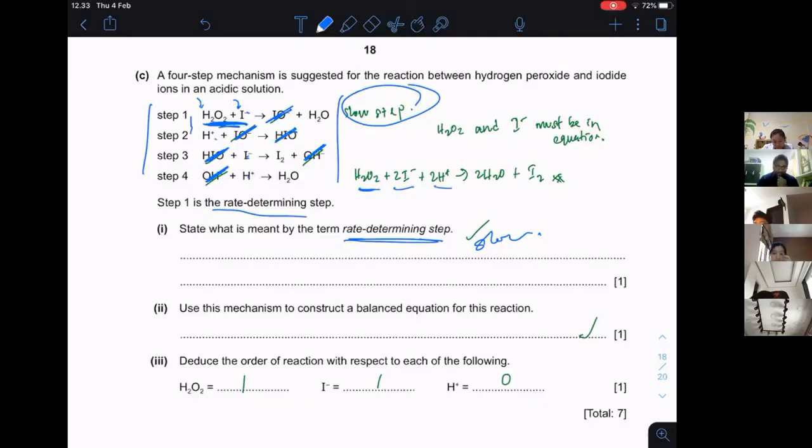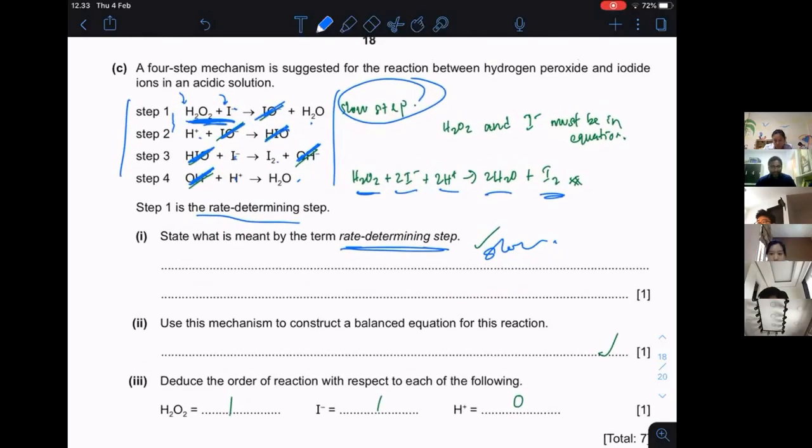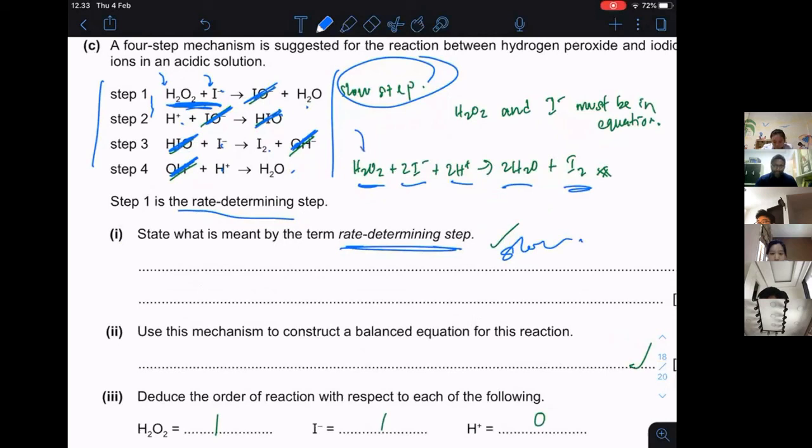All those cancel, will not be there. So H2O, H2O, 2H2O, and I2. And you can see the slower step has H2O2 and I minus, but they have H plus over there. But H plus is not going to be in the rate-determining step, the slow step. So it can be in the equation, but it is zero order. So use this mechanism to construct the equation, done.